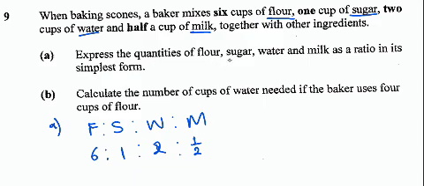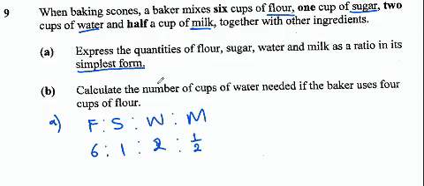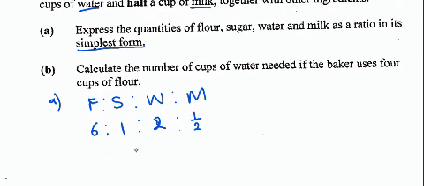Express the quantities of flour, sugar, water, and milk as a ratio in its simplest form. That's the key. If you leave it like this, it's wrong. It's not in simplest form. So to write it in simplest form, we must not have a fraction. So we can divide throughout by half to make it simple.